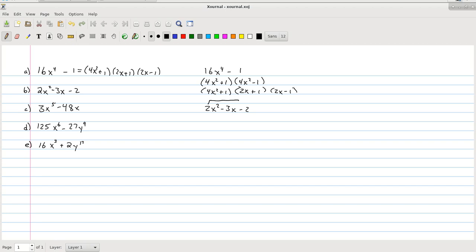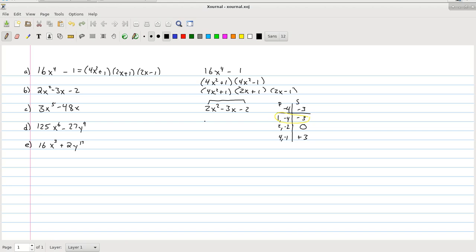This is where we take the first times the last. So 2 times negative 2 is negative 4. I'm looking for two numbers whose product is negative 4 and whose sum is the middle term, negative 3. So 4 could be 1 times negative 4, 2 times negative 2, or 4 times negative 1. If you look at each of these sums, the first two add up to negative 3. These two add up to 0. These two add up to positive 3. This is the only pair, 1 and negative 4, that adds up to negative 3.